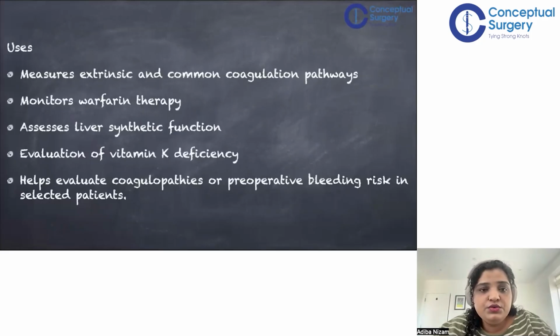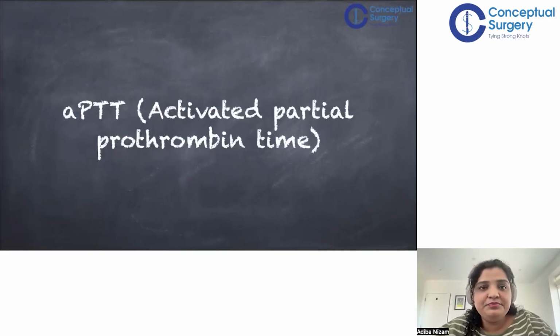Now, what are the uses of PT-INR? It can measure the extrinsic and common coagulation pathways. It is used to monitor warfarin therapy. It can be used to assess the synthetic function of the liver, evaluate vitamin K deficiency, and helps to evaluate coagulopathies or preoperative bleeding risk in selected patients. PT-INR is not a test that is routinely done in preoperative evaluation, and it should be used selectively.